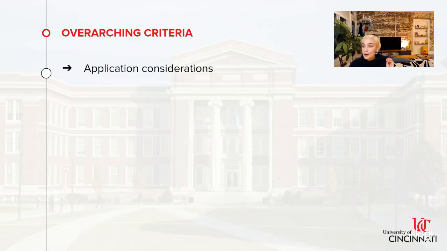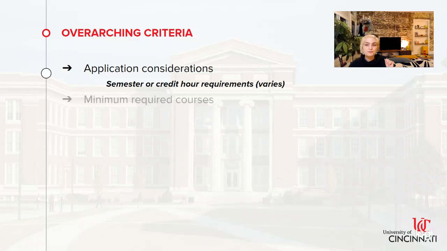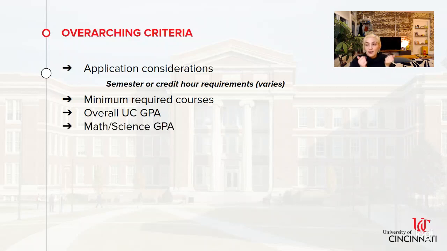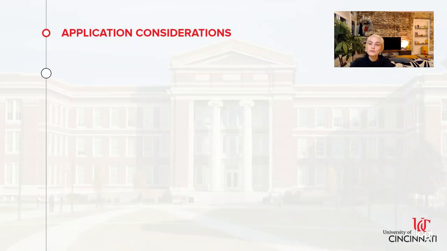First, there are going to be some application considerations that are specific to your applicant type. These are things like semester or credit hour requirements. Again, I'll talk about these in just a moment. Then there are some minimum required courses, classes that you're going to have to pass before you can be accepted to the major. And then we're going to look at 2 different GPA numbers: your overall UC GPA, and then a funneled down version of your GPA that could include courses from outside of UC, called your Math Science GPA. Let's take a closer look at those.